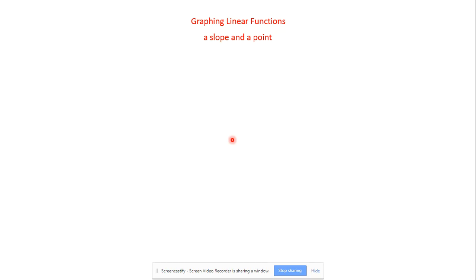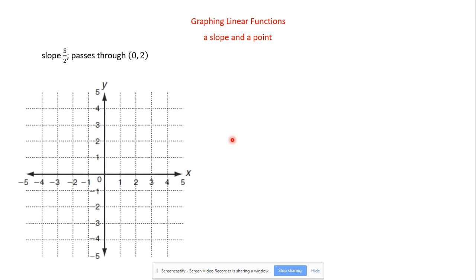If we have a slope and a point, say the slope is 5 halves and it passes through 0, 2, we can graph this. We need a graph.